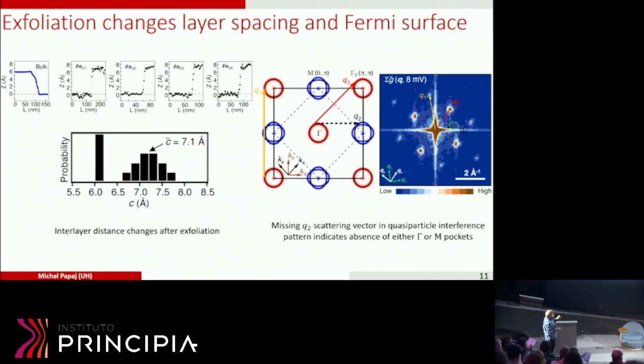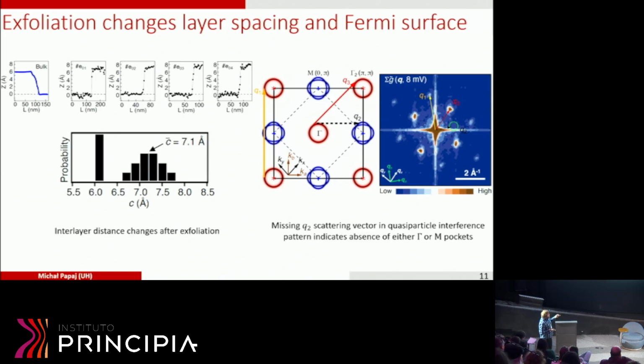The other thing is when we look at quasi-particle interference, which we already heard discussed today. We can have a look at the possible scattering processes. Normally, if we have our gamma pocket and M pocket, we would see a scattering vector that corresponds to this distance, this Q2 vector. This is observed in other samples and, I guess, in the bulk as well. But in those exfoliated flakes, around the circle where the Q2 vector should be, there is nothing. So it seems like we don't have either the gamma pocket or the M pocket after the exfoliation.